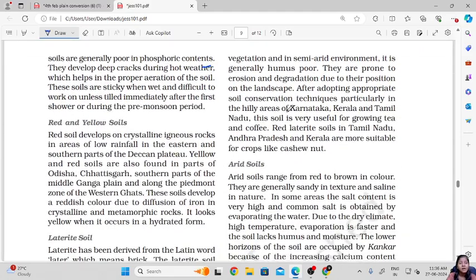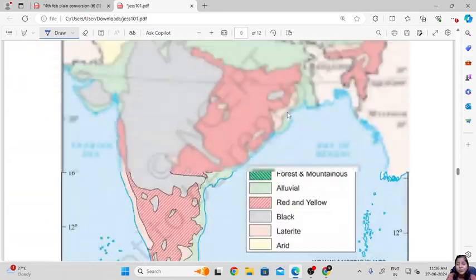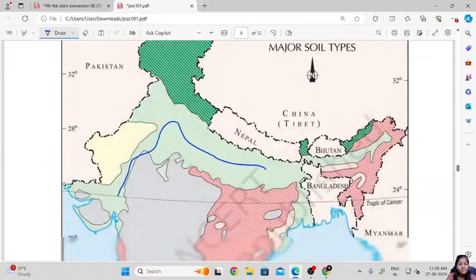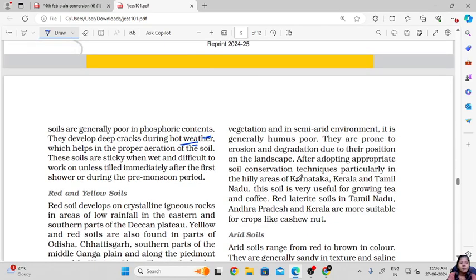They develop deep cracks during hot weather. Deep cracks are shown over here in this picture. These soils are sticky when wet, and it is difficult to work them unless they are tilled immediately after the first shower or during the pre-monsoon period.